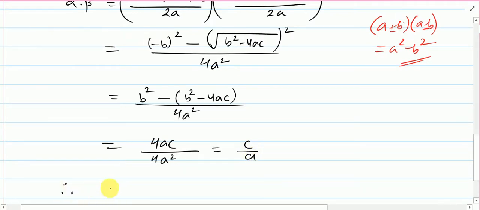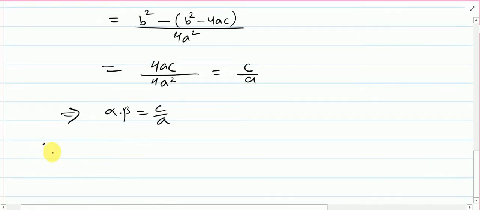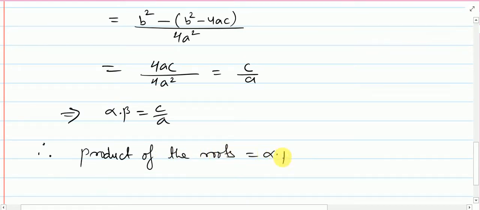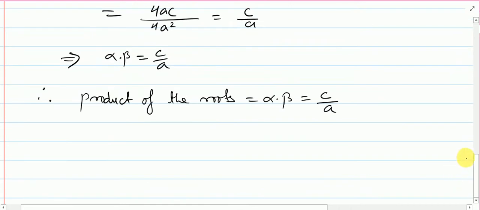Therefore, alpha into beta is, or wait, simply write, this implies alpha into beta is c by a, and then you can write, therefore, product of the roots is equal to alpha into beta, this is equal to c by a. Okay.